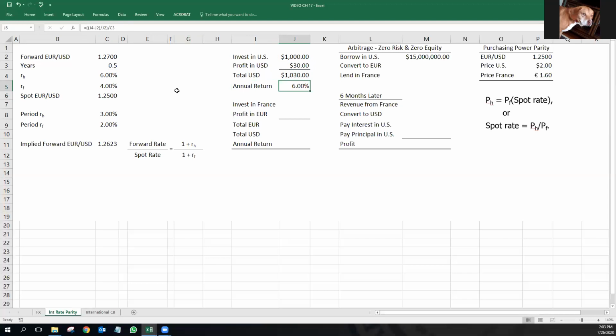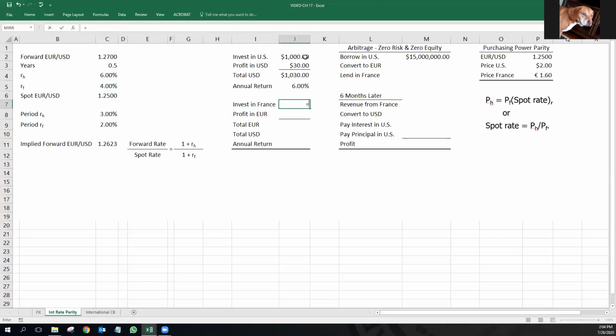What happens if I convert this money to euros, the $1,000, and invest in France at the 4%? And then convert it back with the forward contract rate that I have. So I sign a forward contract rate, I convert it to euros, invest in France, and then 6 months later, I get this back by using this rate, not this rate.